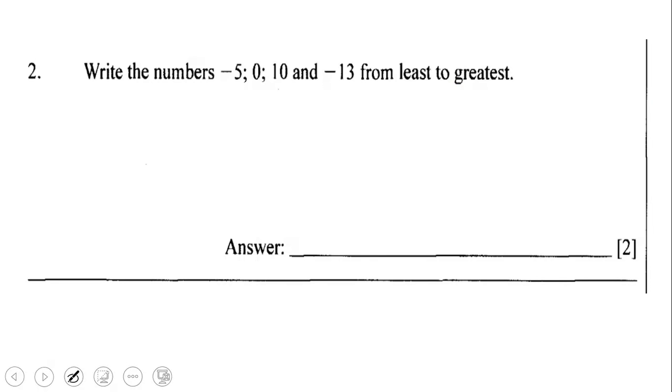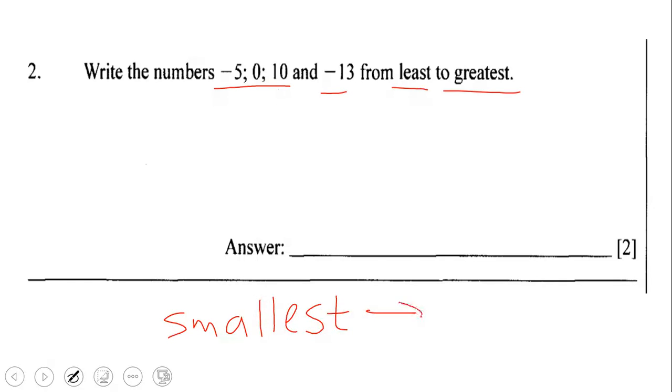All right, now that you have attempted the question on your own, let us consider the question together. Again, the question wants us to arrange these numbers, -5, 0, 10, and -13, from least to greatest. Least to greatest means from the smallest to the biggest number.